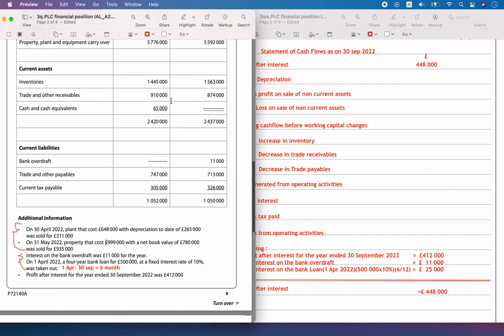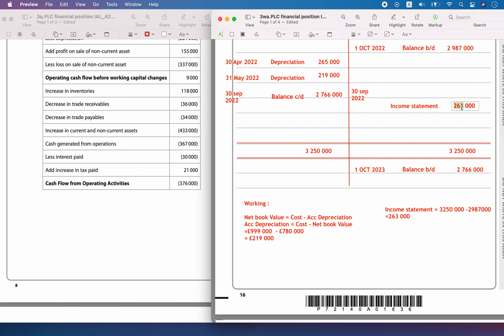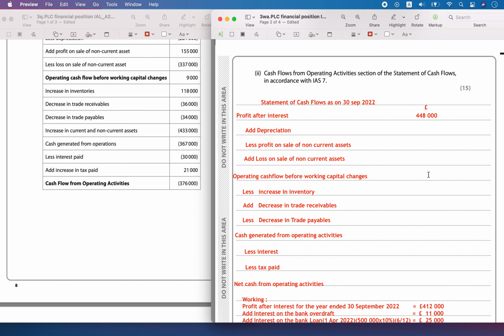And then you have depreciation. What was the depreciation that was transferred, which we had calculated here? It is 263,000. We have to add it. So 263,000 you will just add to this.